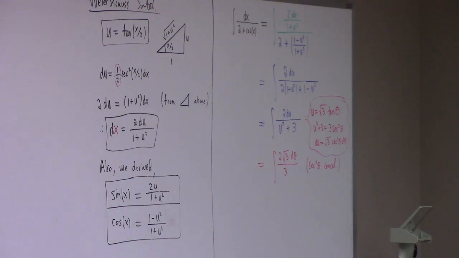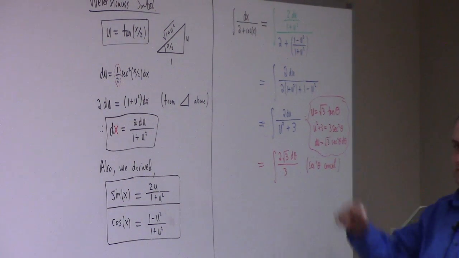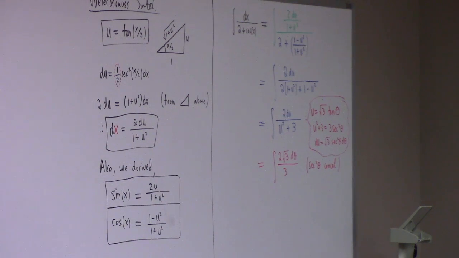Right, there's a secant squared theta upstairs. There's a secant squared theta downstairs. They cancel out. Because this is an inverse tangent, we could have done this back in chapter 7 before we knew about trig substitution. In fact, we did. We factored out a 3 and made a w equals u over 3, kind of u over square root of 3 substitution or something like that.